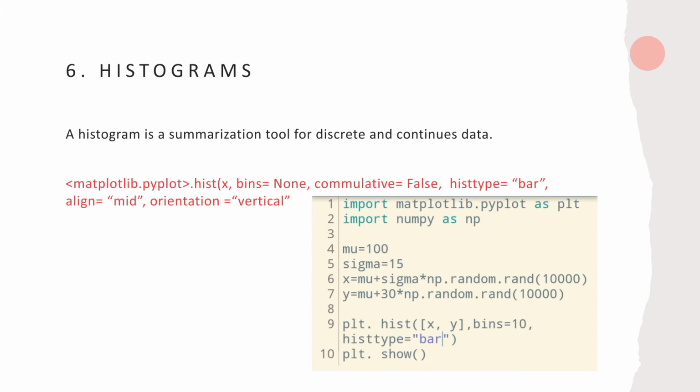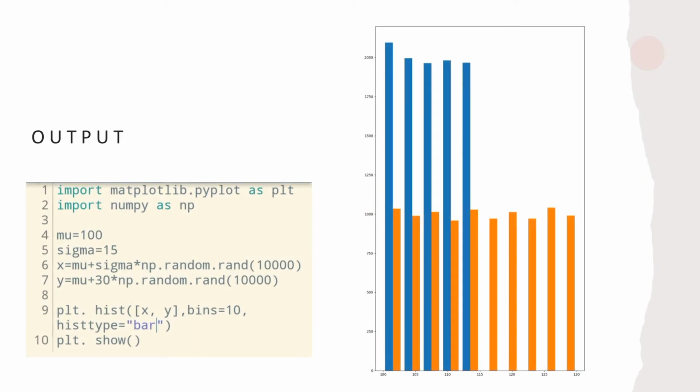Now the histogram is a summarization tool for discrete and continuous data. I spelled continuous wrong, I know. With hist, you will be using things like x, bins, cumulative, histtype, align, and orientation. I will deal with all of them. So there are two data values, bins 10, hist bar, and the output looks like this. With the same program, the output looks like this.